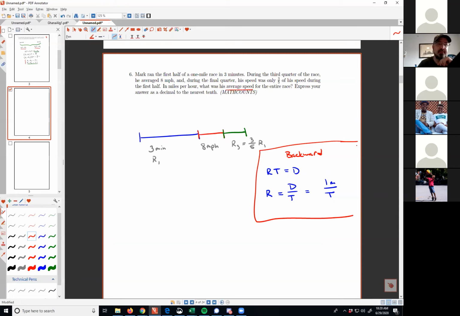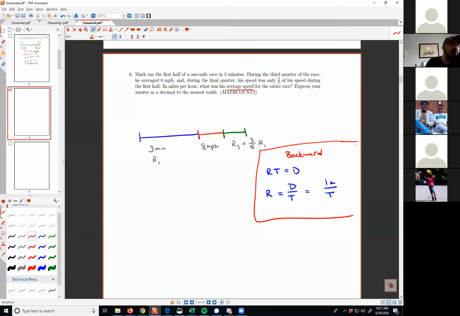We wrote out rate times time equals distance. We isolated the rate as distance over time. And we said, well, we know the total distance. The total distance is 1 mile. And so we see that what we need is the time. That helps us focus in on what it is we're trying to do with the given information.